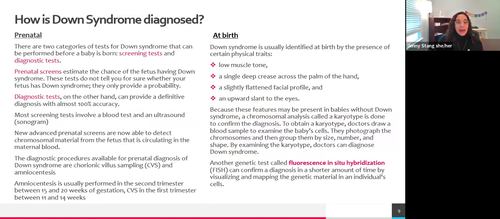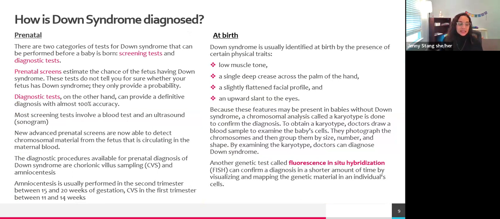So now we're going to talk about how Down syndrome is diagnosed. You can get a diagnosis either prenatally, so that's while the mother is still carrying the baby, or after the baby is born. Okay, there are two categories of tests for Down syndrome that can be performed before a baby is born: screening tests and diagnostic tests.